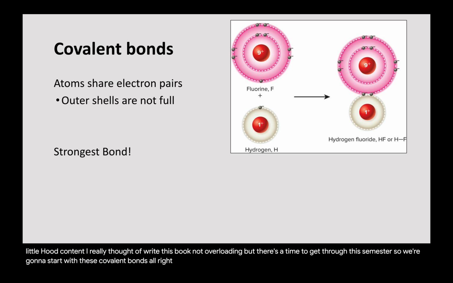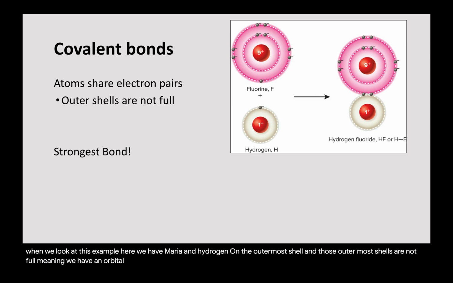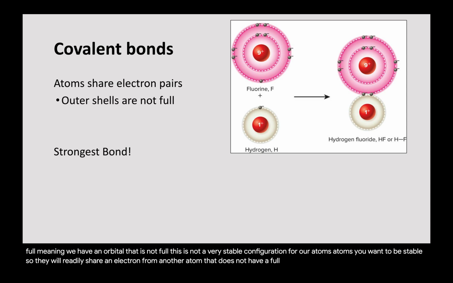All right. In covalent bonds, atoms share electron pairs, or share electrons in an orbital. So when we look at this example here, we have fluorine and hydrogen. Those valence electrons are on the outermost shell, and those outermost shells are not full, meaning we have an orbital that is not full. Right? This is not a very stable configuration for our atoms. Our atoms want to be stable, so they will readily share an electron from another atom that does not have a full outer shell.